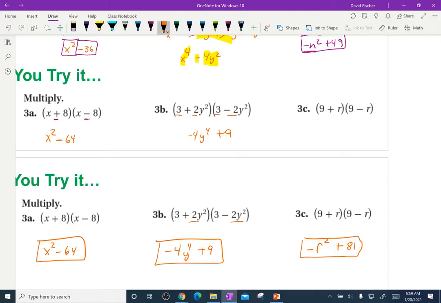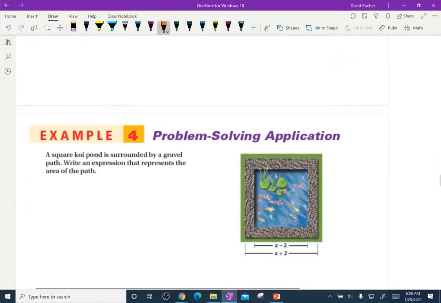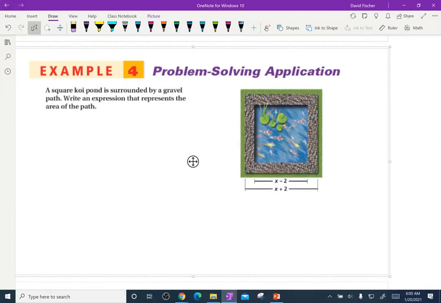Okay, that'd be like squaring 2. 2 times 2 is 4. This one's written backwards, so I know it's going to be a negative r squared. And then I know these guys are going to be a plus 81, and I know my middle term is going to cancel out, because one's going to be a positive 9r, the other one's going to be a negative 9r. Okay? And you can see my answers there. Something got chopped off. All right, here we go.